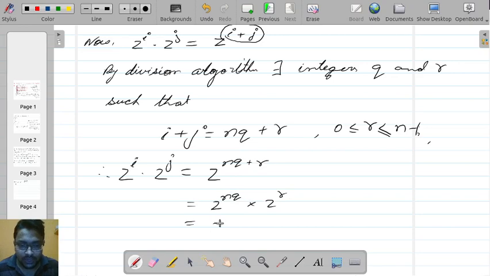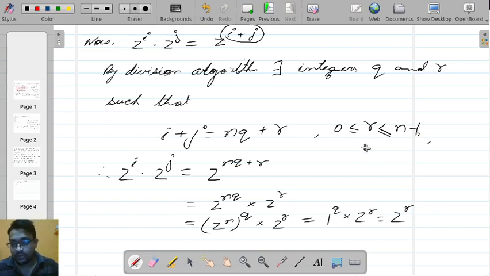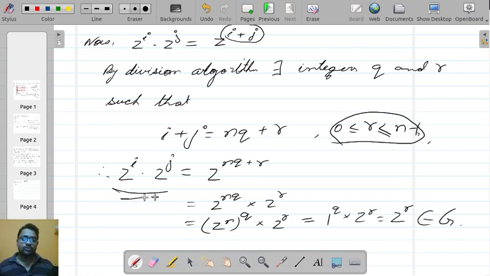But what is z to the power nq? Z to the power nq can be written as z to the power n whole to the power q, into z to the power r, right? And this can be written as 1 to the power q into z to the power r. So this is just z to the power r, where r is lying between 0 and n minus 1. So this actually belongs to G. Okay, so ultimately I have shown that whatever be the value of i and j, z to the power i into z to the power j is always an element inside G. Okay, so G is closed with respect to multiplication.